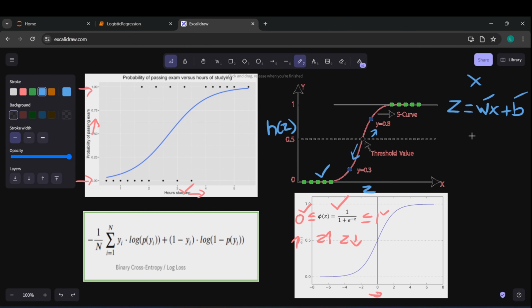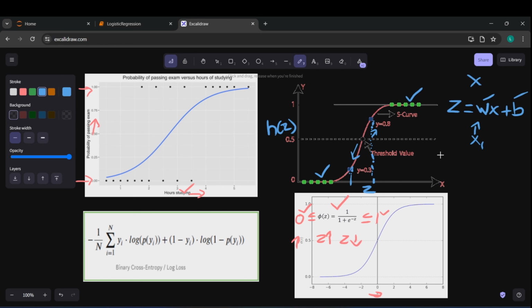Let's say we want to predict a class for some input value x1. First we will substitute this x1 in this z value. Let's say the z value falls here and its sigmoid value is 0.3. Since it is less than the threshold value of 0.5, it falls into class 0. And if z value falls here and its sigmoid value is 0.8, since it is greater than the threshold value of 0.5, it falls into class 1. So this is how the classification is done in logistic regression.